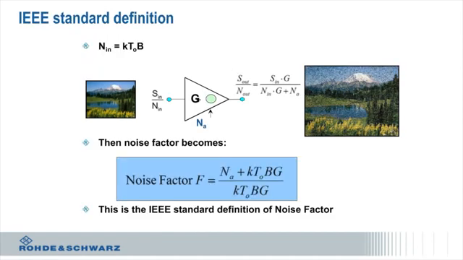So here's the standard IEEE definition for noise figure. And you can see here noise factor is N sub A plus kTB, remember I talked about that before, times the gain, over kTB times the gain. So this is really a ratio with the addition of that noise added.